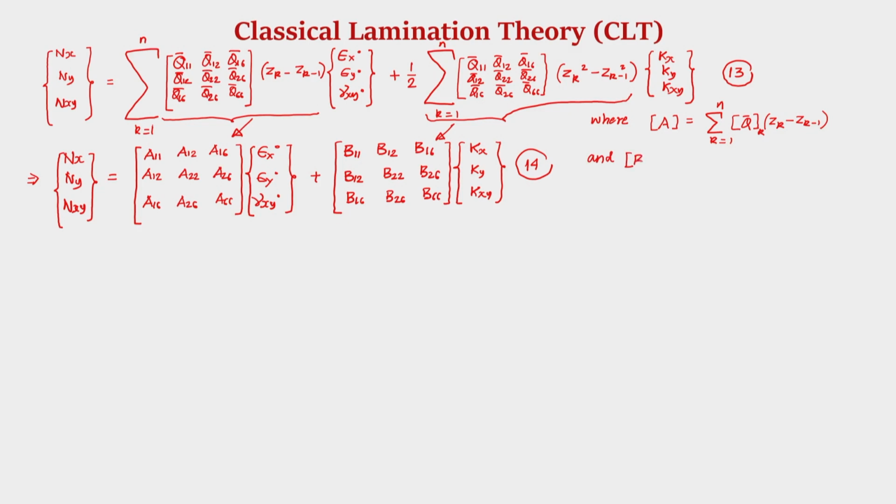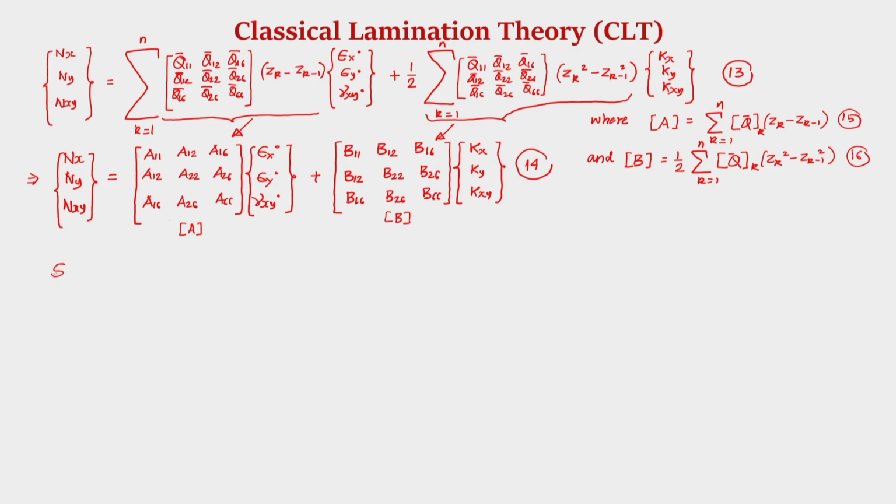B is half sum over k going from 1 to n, again Q bar for the kth layer multiplied by z k square minus z k minus 1 square. This is say equation 15, and you can expand this. A and B both are 3 by 3 matrices. Okay. And like here I have shown, this is the A matrix, this is B. Okay. So, similarly, we could represent the moment resultant also.